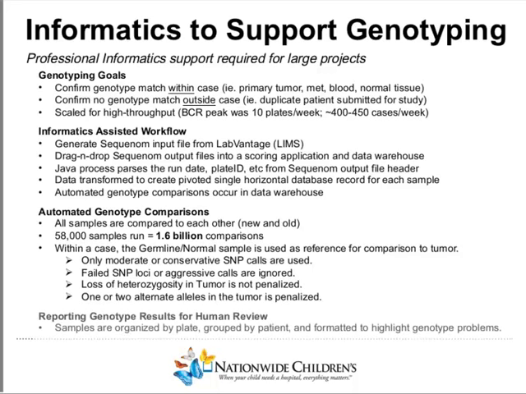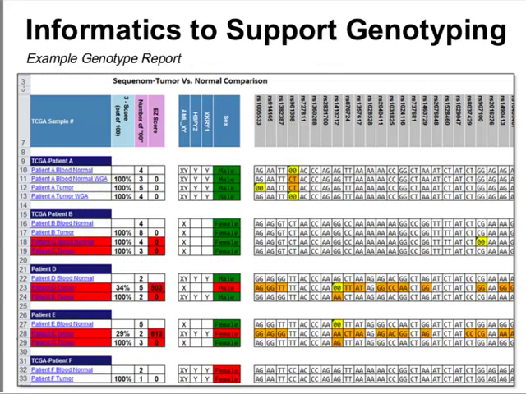I've shown here some of the rules that we applied for the automated genotype comparisons, and I won't spend too much time on that because I'm going to show you an example of the output file, because the reporting of this is important. Again, if our goal is to achieve scale and we want to sign out 400 to 500 cases per week, we need an efficient report for interpreting the results. On the next slide, I'll show you what that looks like. Data is grouped by plate, the patients are grouped together, and we went to great pains to format this report in a way that made it impossible to ignore genotype issues.